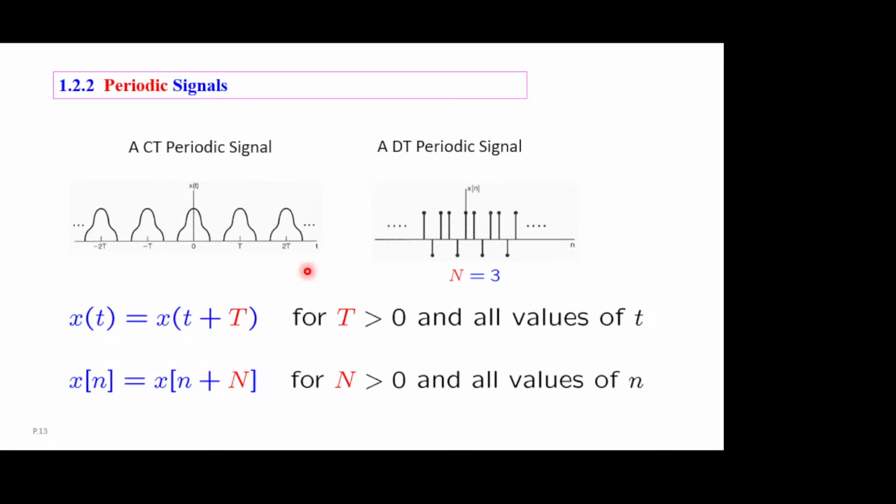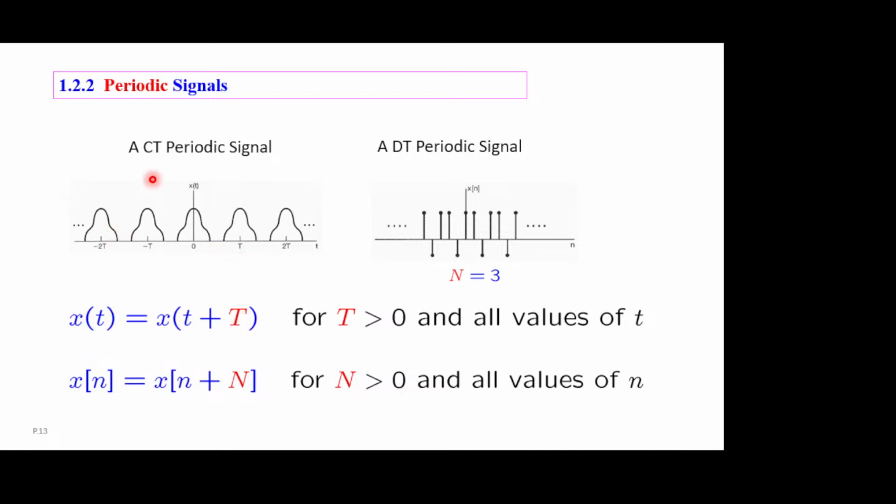And if you want to write this in mathematical form, it means that there exists some big T. So for continuous time, there exists some big T, such that your signal x of t will equal the signal x of t plus big T. And remember, this is a time shift of x of t.